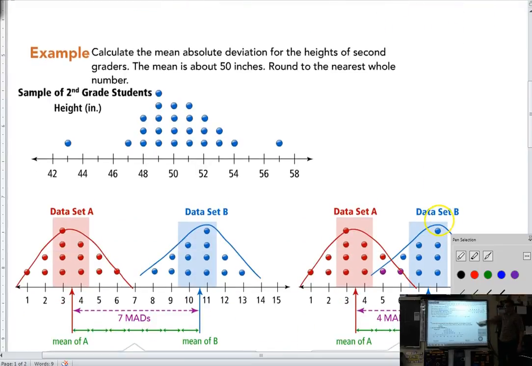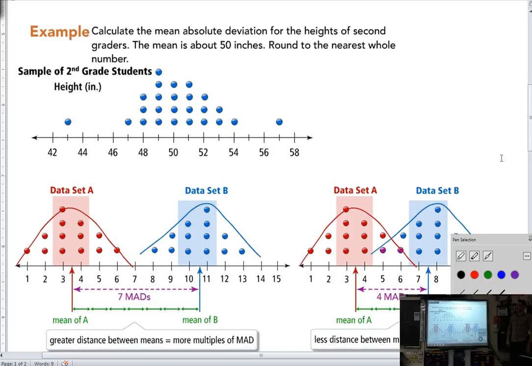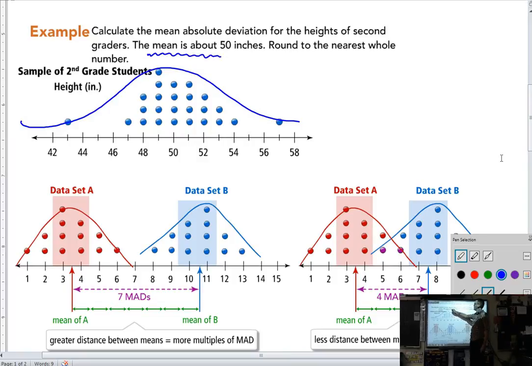Let's do another, because then you'll see how the spread of data affects things. So we've got a sample of second grade students, and we've got their heights here. If we tried to draw a curve on this, we end up with a curve that's going to look like that. And you don't have to draw that, but we want to calculate the mean average deviation when we know that the mean is about 50. Because they did it in inches, which is much easier than using feet and inches. So we wanted to find the distance between each of those lines.